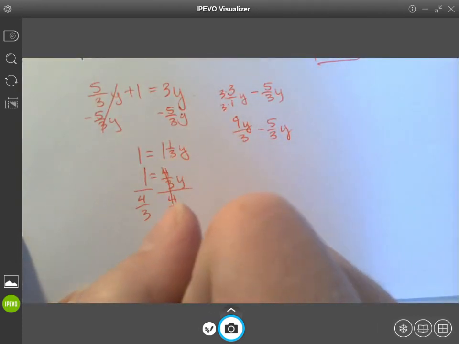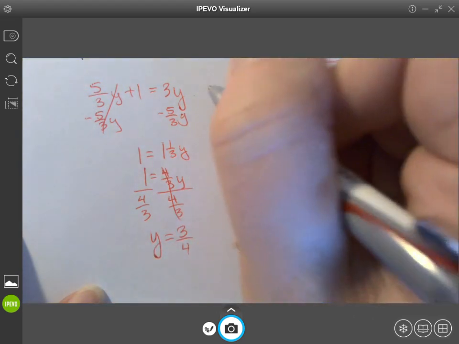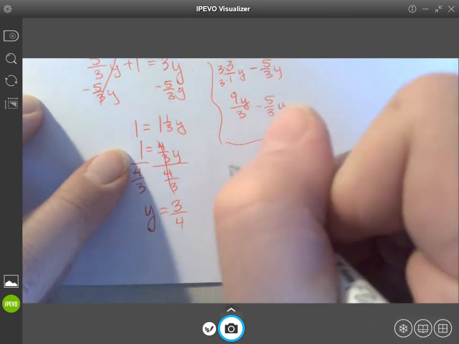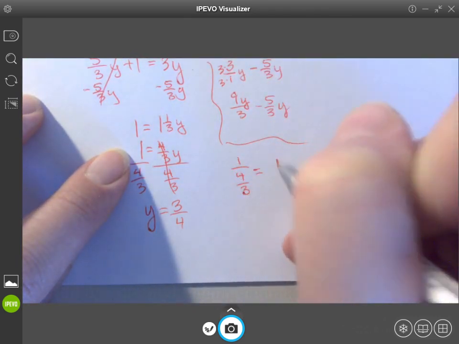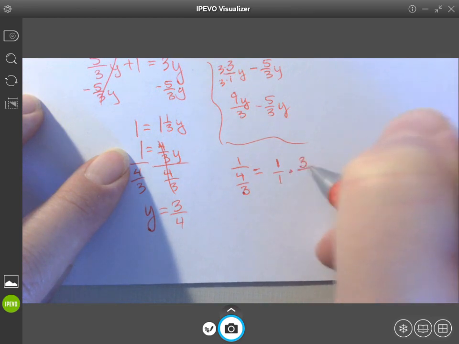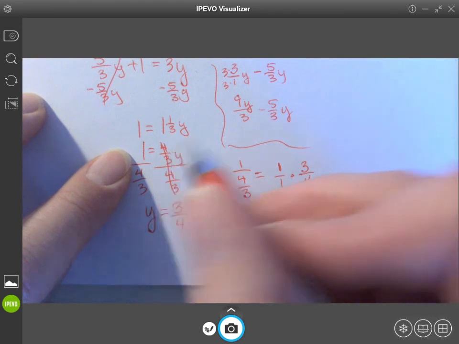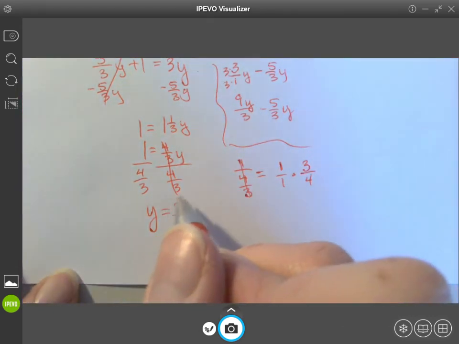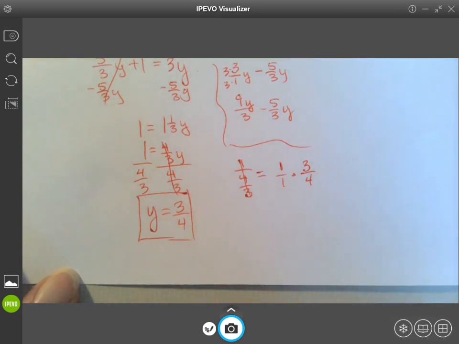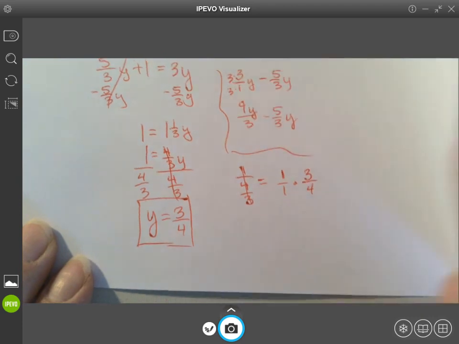Okay, so why do I get 3/4? Well, again, if I'm not using a calculator, instead of taking 1 divided by 4/3, I would take 1/1 times the reciprocal. So instead of dividing by a fraction, I would multiply by 3/4 to cancel it, and that is why I get 3/4. So again, you can just use your calculator, but I wanted to remind you how to do that math by hand. And that is it.